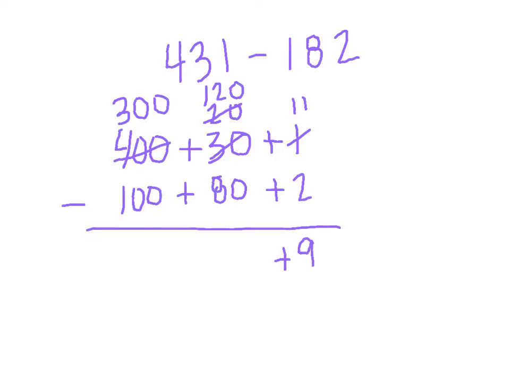That's right. So then 120 minus 80, we can do 80, 90, 100, 110, 120. So that gives me 40.